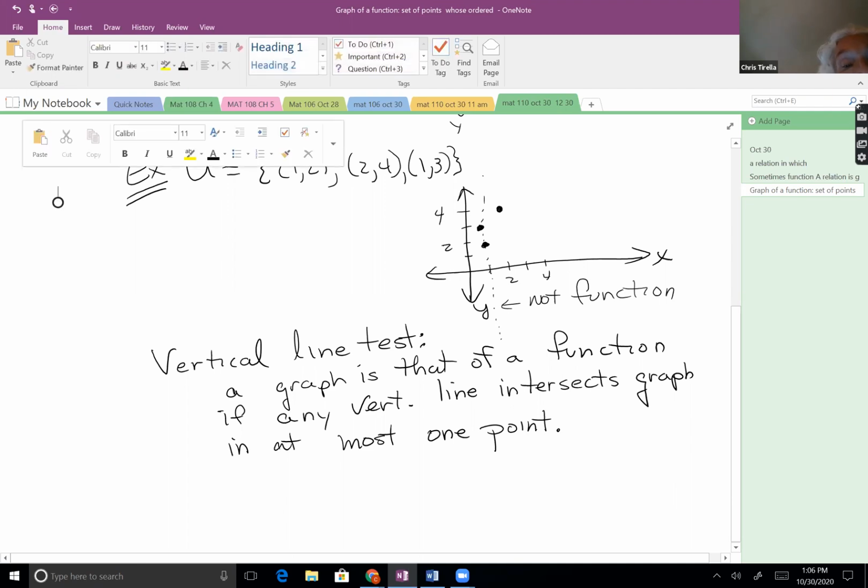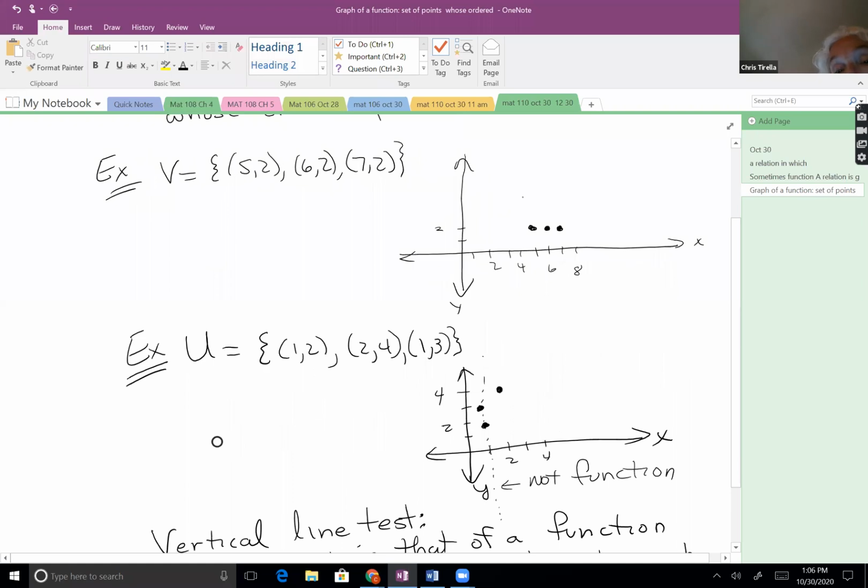Instead, if I scooch up a little bit and look at my graph of V, you see that any vertical line will cross it at most one point. So this one is a function.